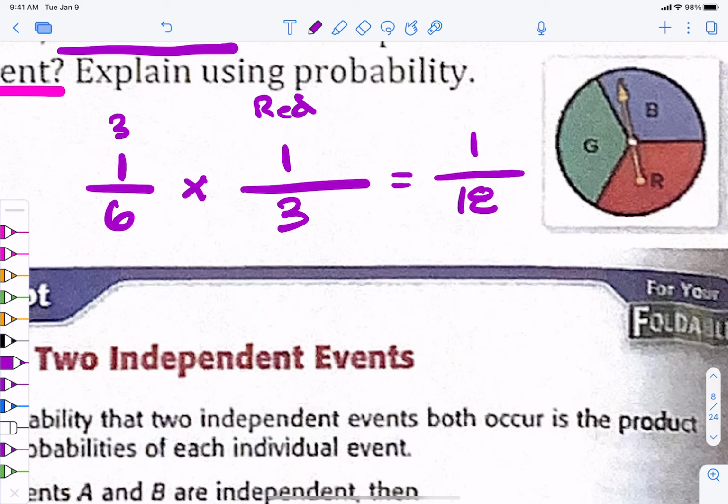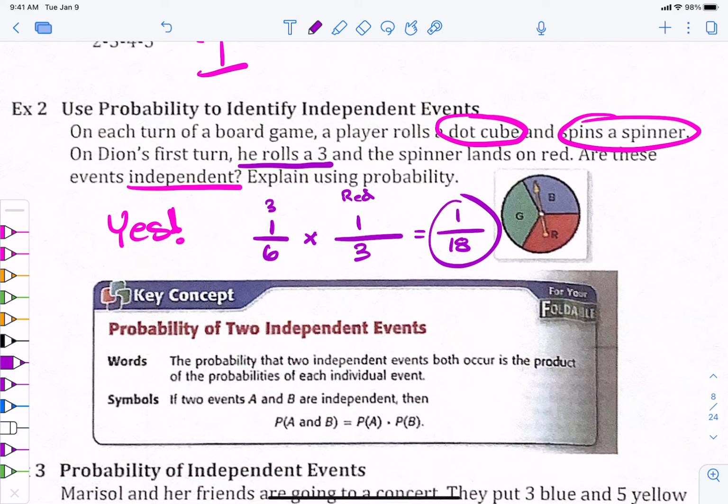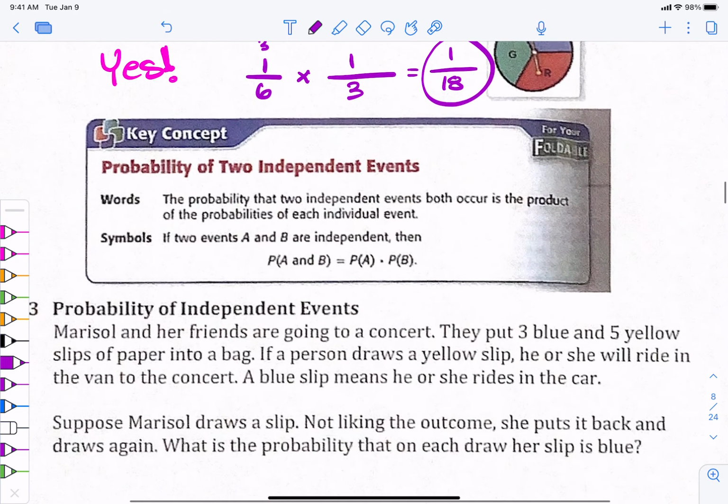And 1/18. So they say explain using probability. Just find out what the probability is. So yes, it's independent, 1 over 18, done. Okay, we just did that: 2 independent events, you're just multiplying the probabilities together. That's what this little box is saying. If they're independent, you just take the probability of each one, multiply them together, done.